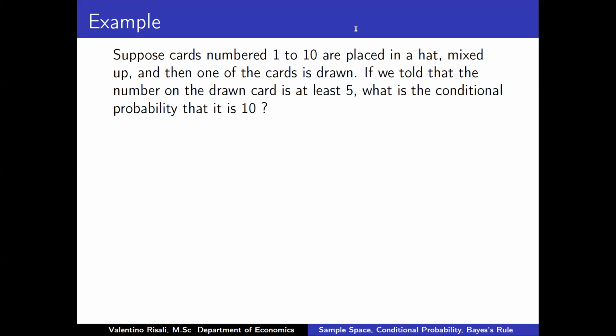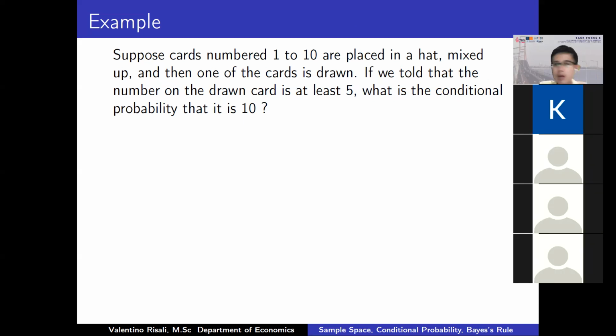Okay. Is there anyone who finished this problem? Is it also 1/6, sir? 1/6, right? And Sally, can you share with us what the procedure is?